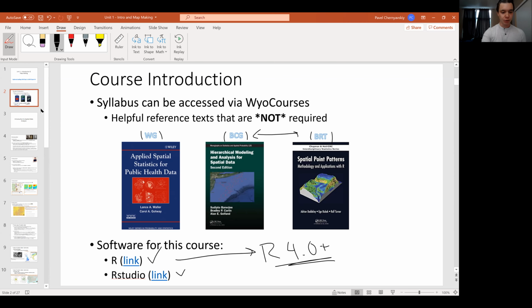RStudio is, of course, the GUI, which I'm sure some of you know. Stands for Graphical User Interface to R. You really have to install these together, and RStudio is the one that you'll be using.